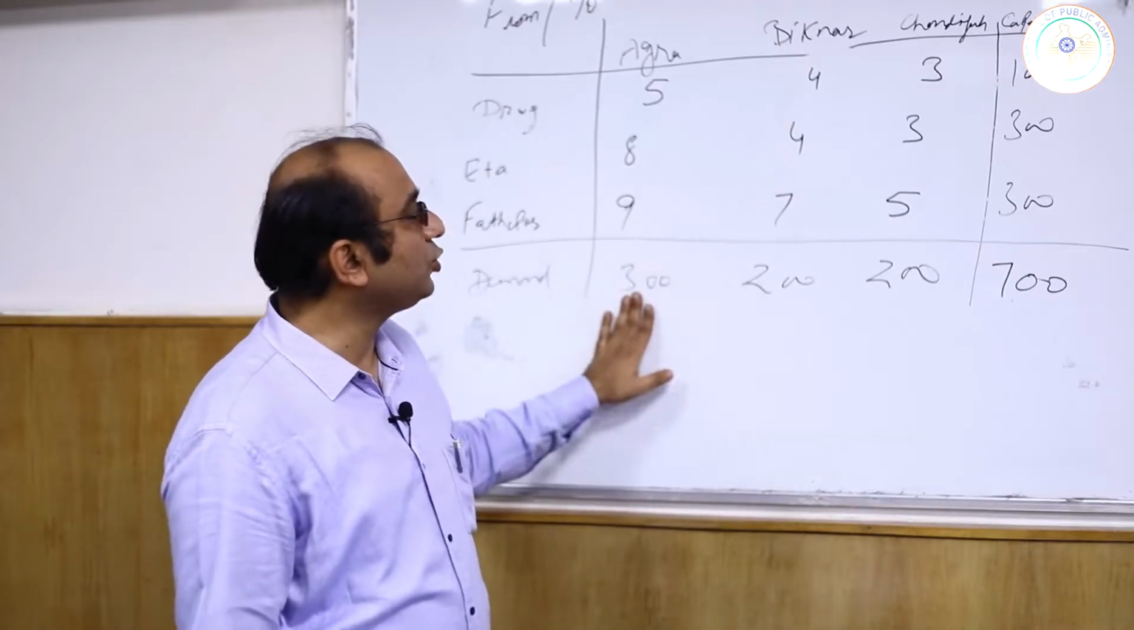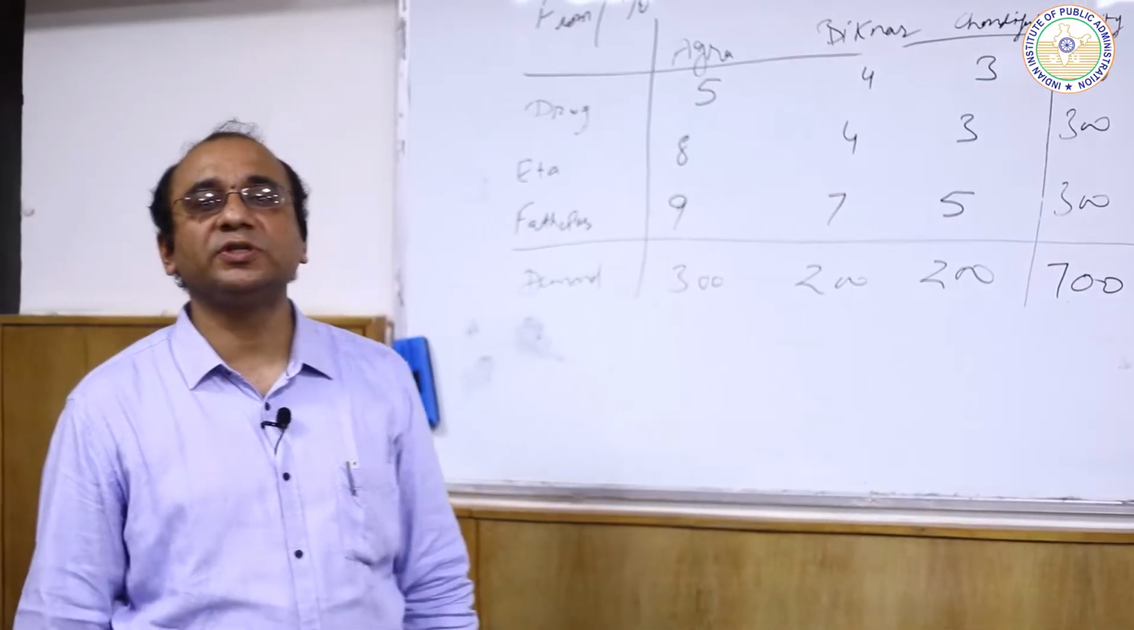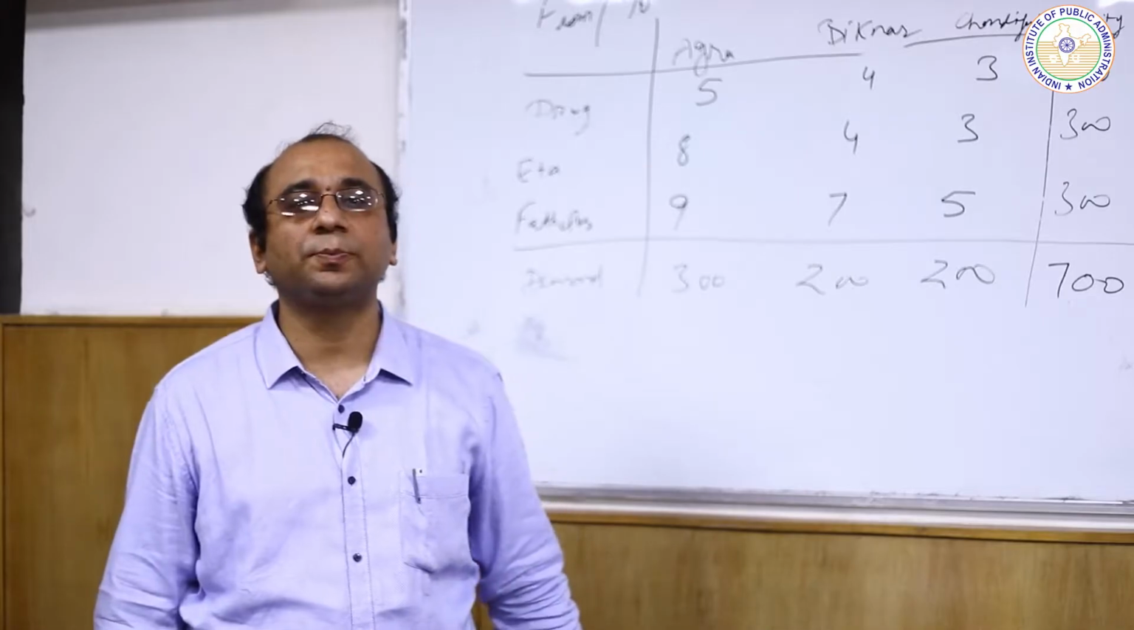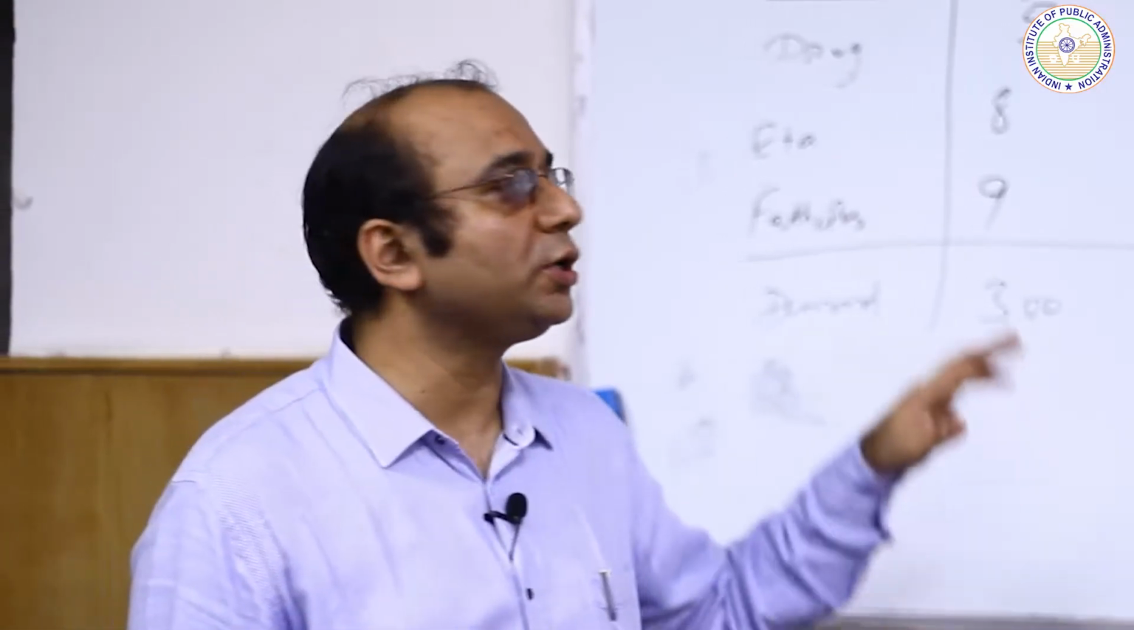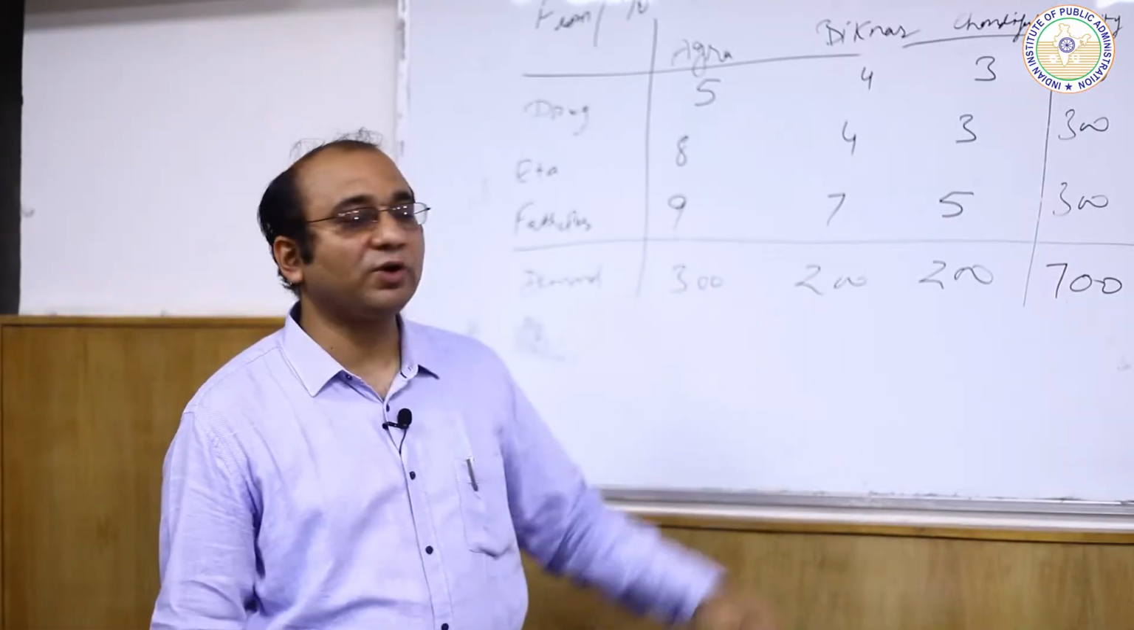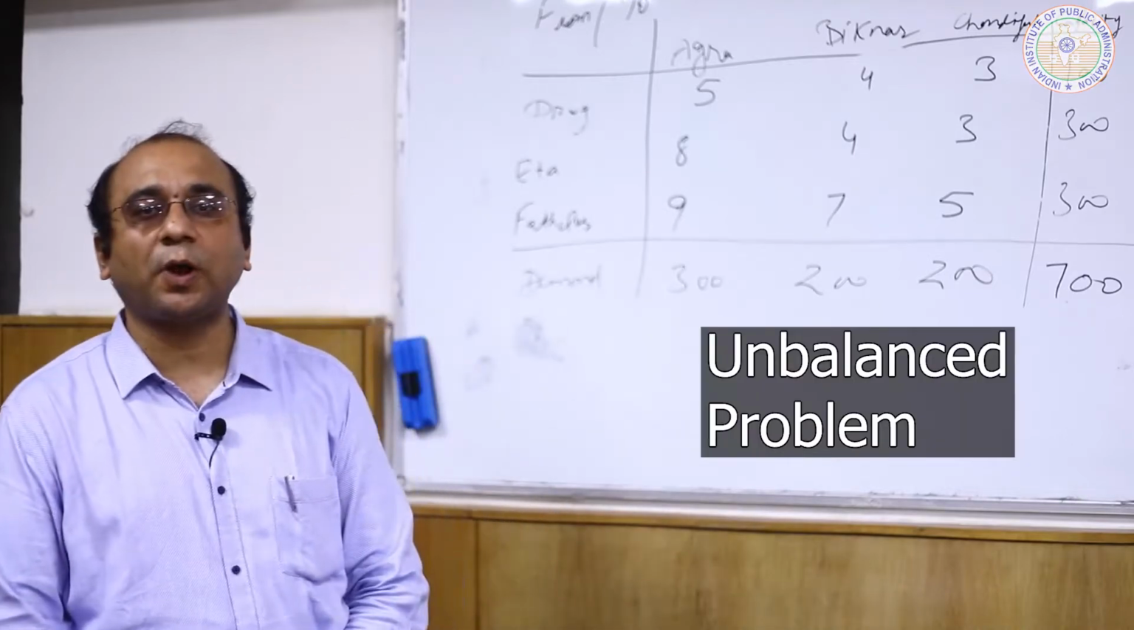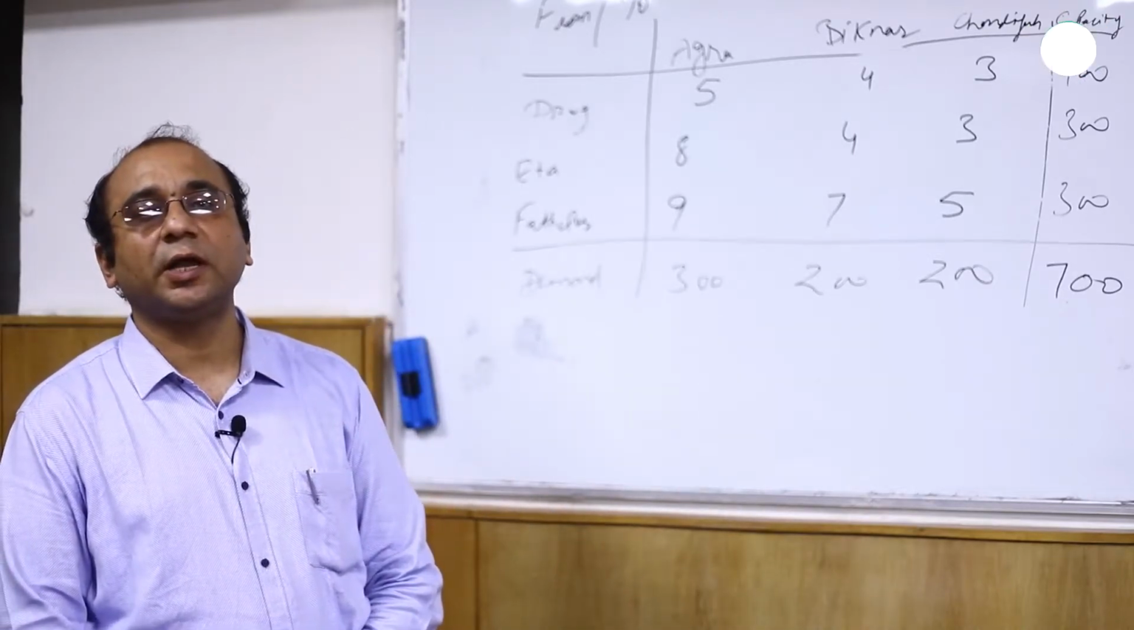So, here both demand and supply are equal. So, we say this is a balanced problem. What will happen if it is not equal? If it doesn't come out equal, what should we do? That means it is an unbalanced problem. So, how can we resolve that unbalanced problem?